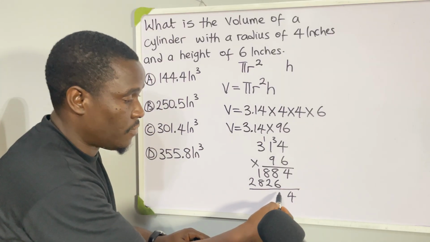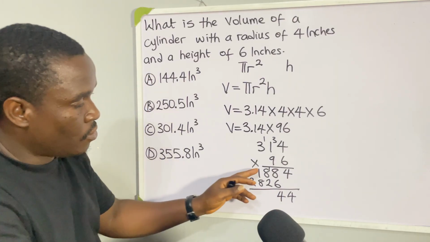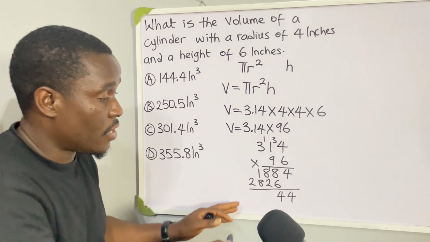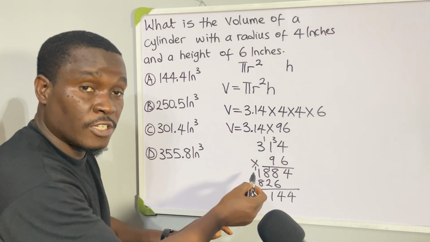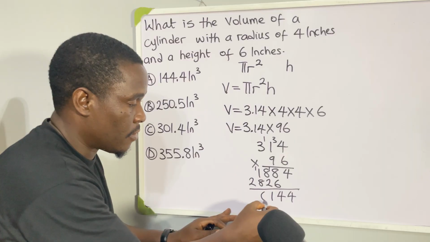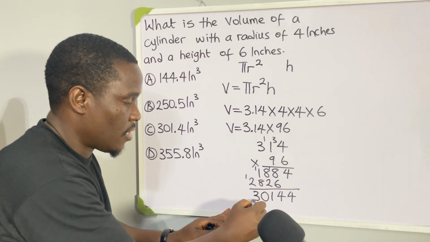8 plus 6 is 14. So we have 4 here and we'll bring 1 over here. 8 plus 2 is 10 plus 1 is 11. We bring 1 here. 1 plus 1 is 2 plus 8 is 10. And we'll bring 1 here. 1 plus 2 is 3.